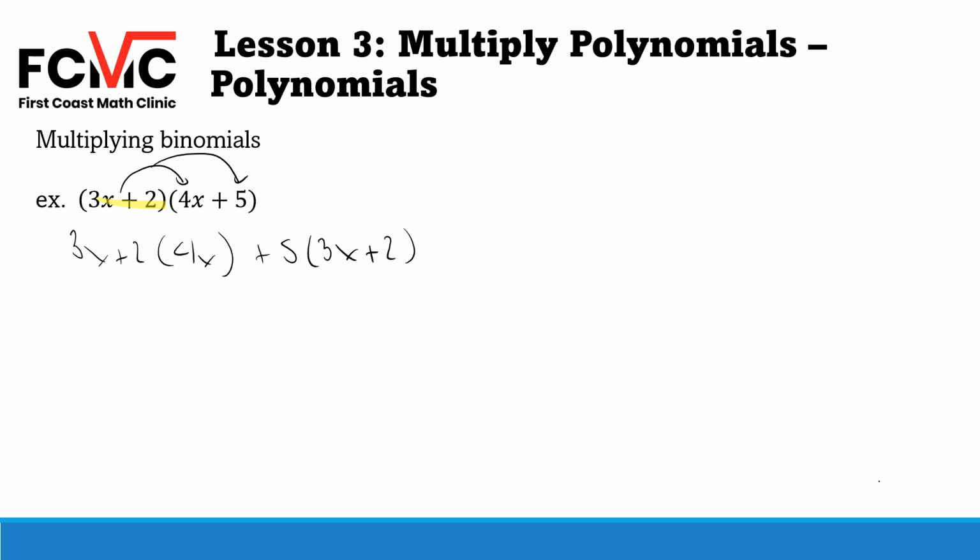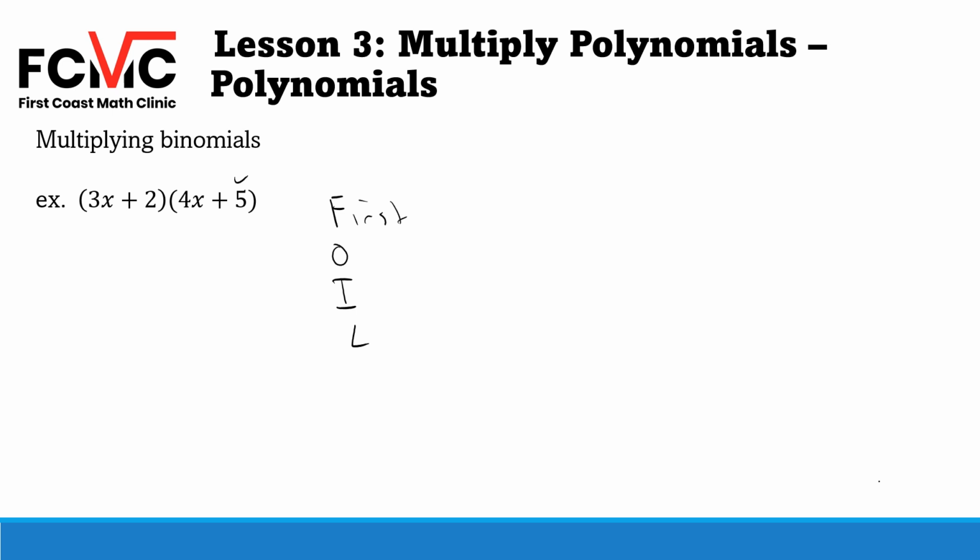There's another way to do this though, and I'm going to show you an easier way to multiply binomials. And I'm going to show you actually 2 different methods to multiply binomials. And the first method is known as FOIL. And what FOIL stands for is first, outer, inner, and last. So we're going to multiply our terms in that order, starting with the first term, outer term, inner term, and last term.